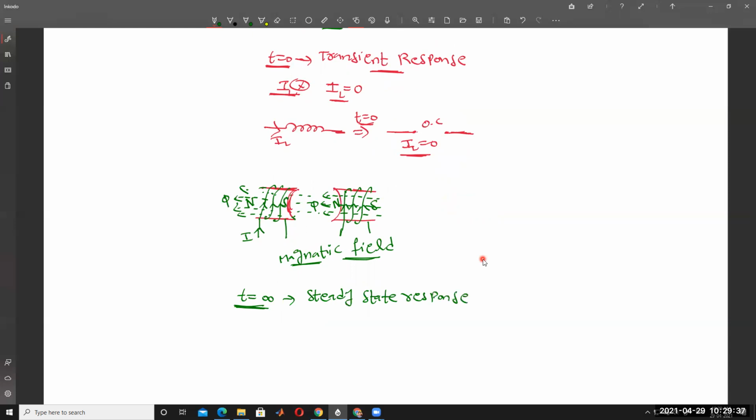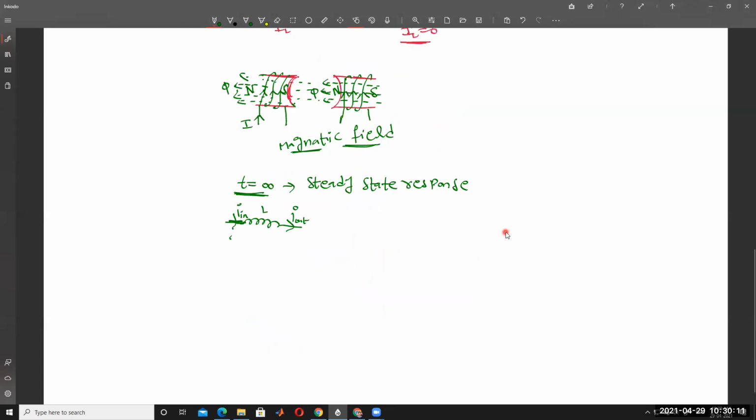Steady state response under steady state condition. For example, this is the inductor, and this is the current I flowing through the inductor. Under steady state condition, what is the current entering from one terminal? It is equal to the current leaving from the other. Current entering into the inductor is equal to the current leaving from the inductor. For example, here 2 amps means the same 2 amps also here.